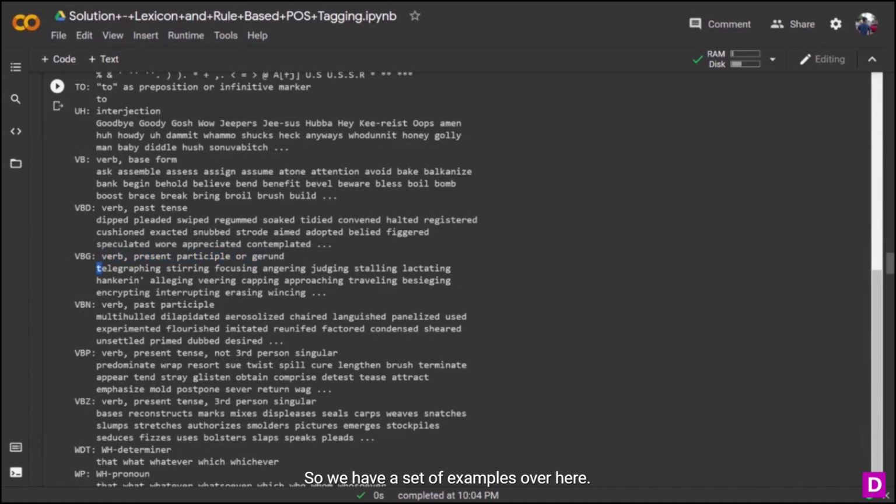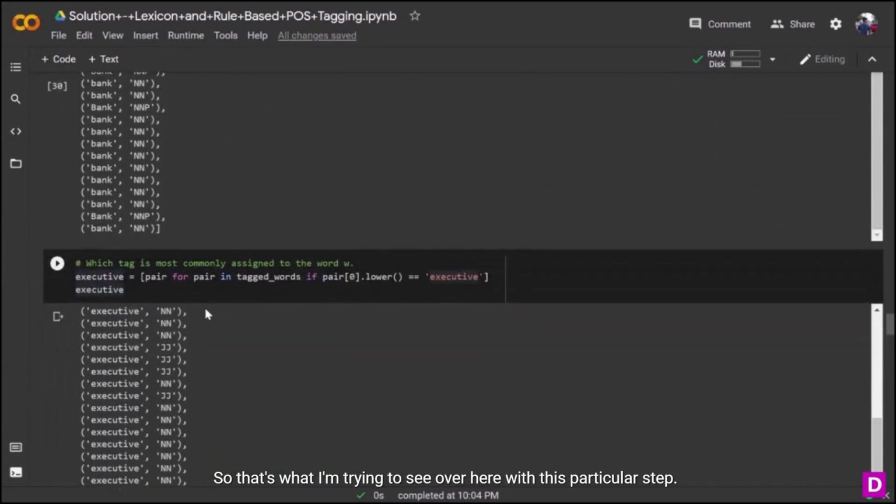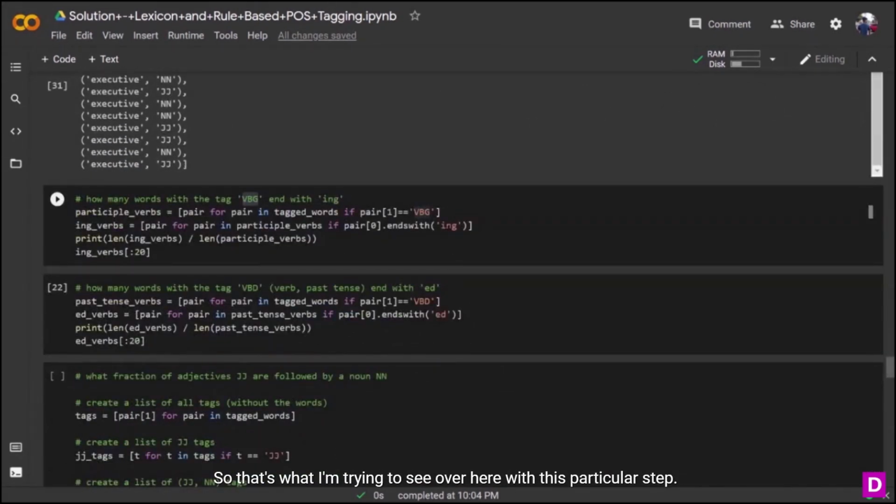So we have a set of examples over here: telegraphing, stirring, focusing, aging, judging, stunning, etc. Generally, verbs which end with ing should be tagged with the POS tag VBG. So that's what I am trying to see with this particular step.